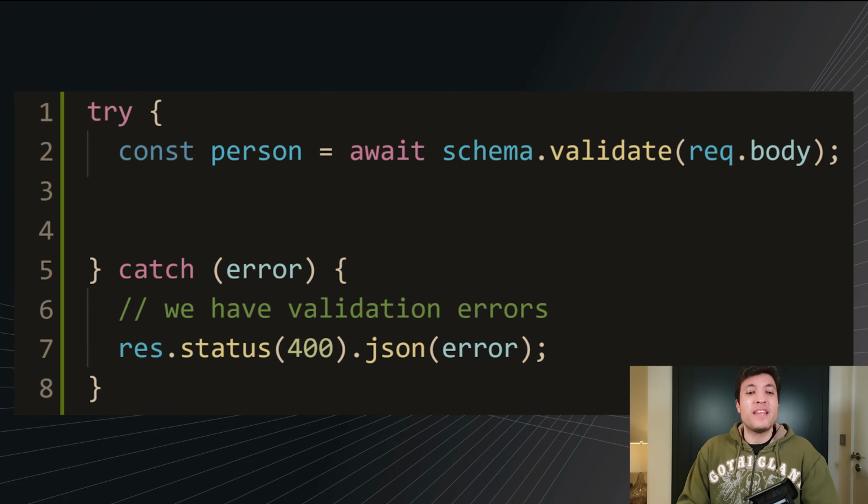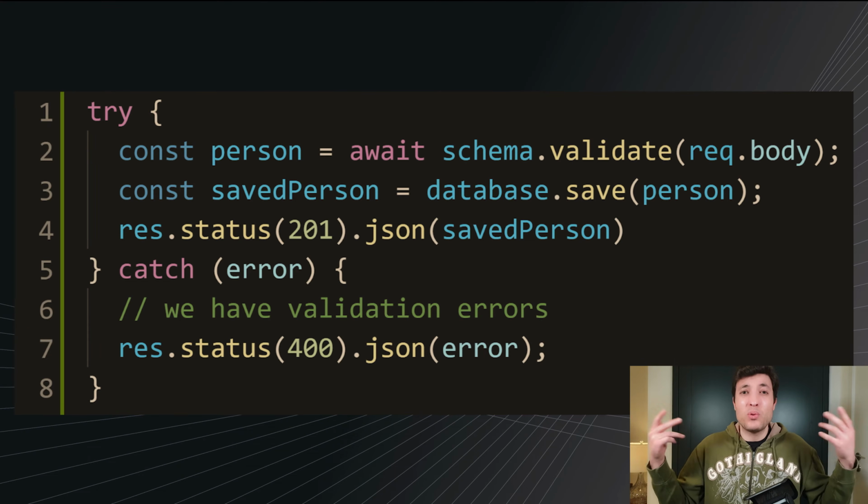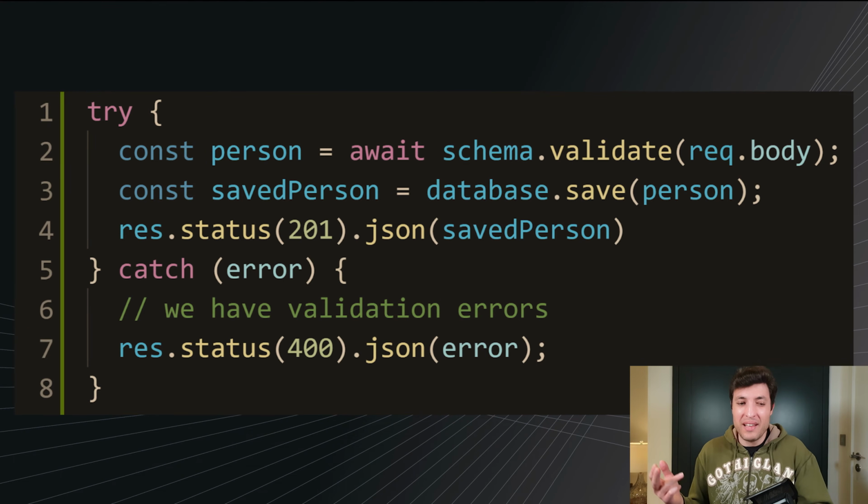And then the next thing that you can do is use that person for anything you like. You can just use the person to save it into the database. Just pay attention that line number 3 and line number 4 should be in their own try catch, because if they fail, I don't want to return a 400 to my users. I want to return a 500, but otherwise it will just become too big.